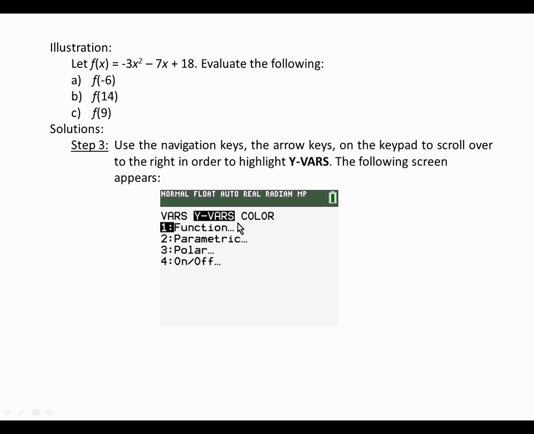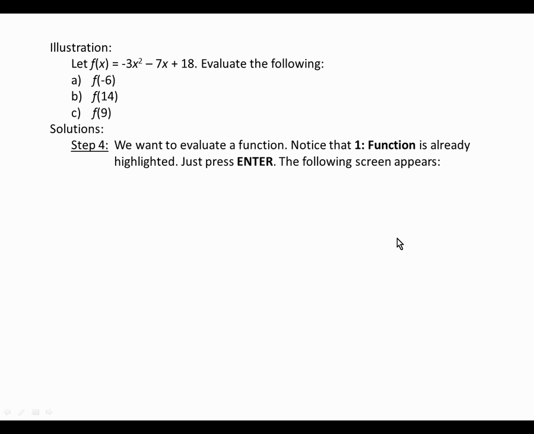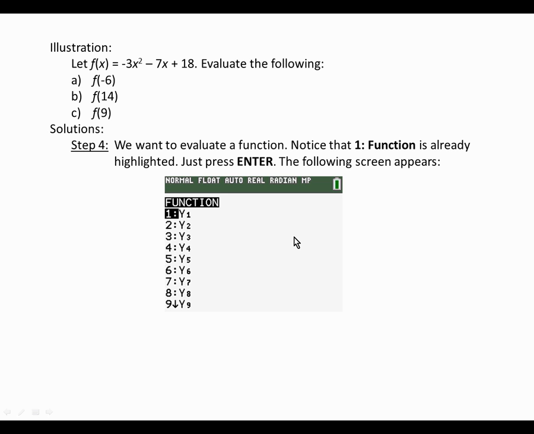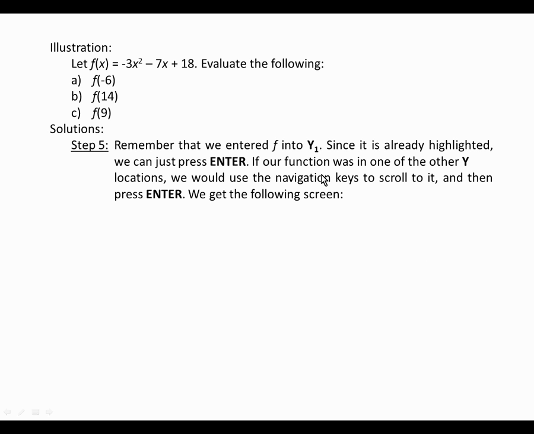So here are your choices for the Y VARS. Now, we're doing a function. Notice it's already highlighted as choice number 1. So just press Enter. And you get this. This is where you have to remember which Y you put it in. We put it in Y1. If you didn't have it in Y1, you would use your navigation keys to scroll down to whichever one you have it in, and then press Enter. Remember, we put f into Y1, so it's already highlighted, just press Enter.